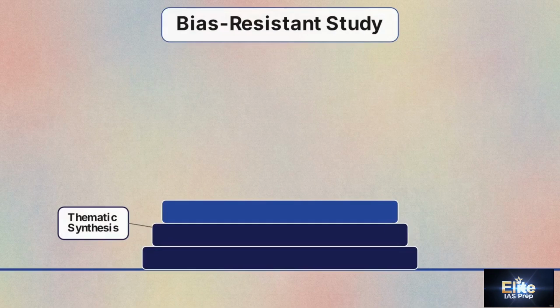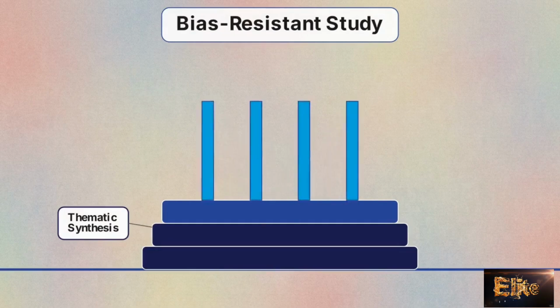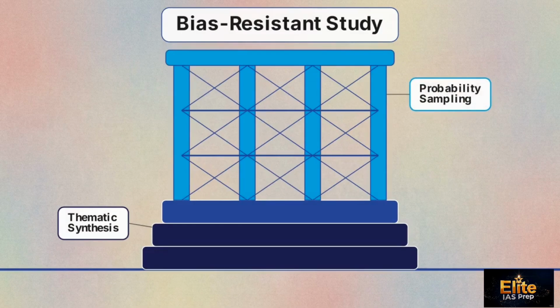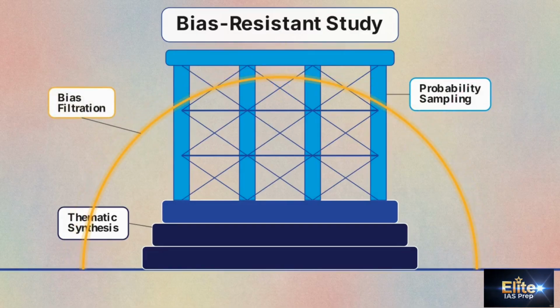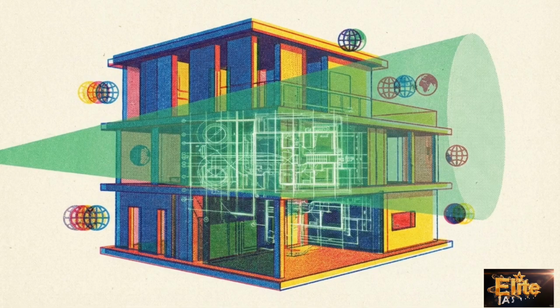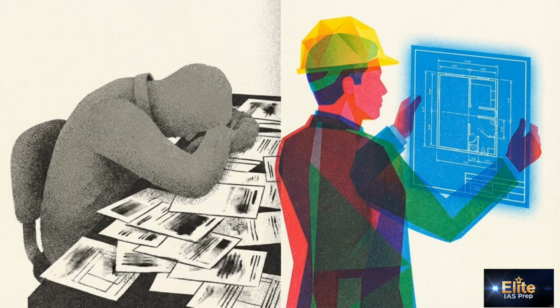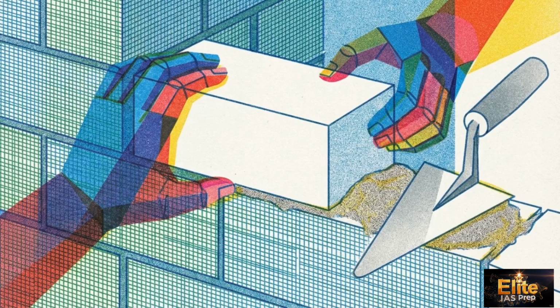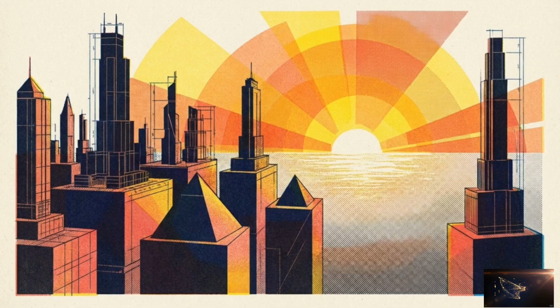To survive this environment, a bias-resistant study must be built from the ground up. As this architectural model demonstrates, it requires thematic synthesis for a solid foundation, rigorous probability sampling as the scaffolding, and strict bias filtration as a structural stress test. This architecture ensures generalizability, meaning the specific results of the study remain valid when applied to broader populations and different regions. Researchers cannot be passive reporters of data. They must operate as rigorous architects of valid methodologies. By mastering thematic synthesis, precise sampling, and ruthlessly eliminating bias, researchers build the reliable, generalizable knowledge required to overcome the replication crisis and actually advance human understanding.